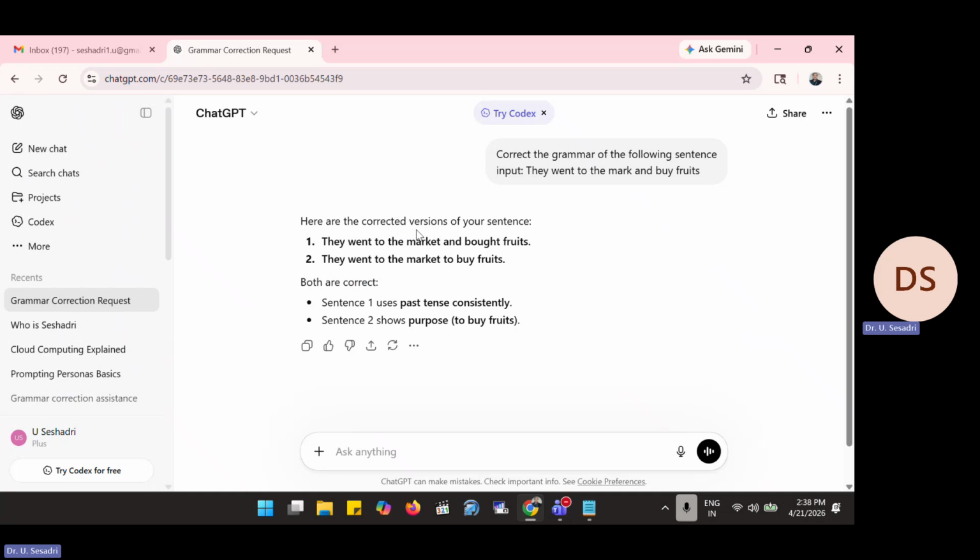See, here the corrected versions of the sentence are: "They went to the market and bought fruits." "They went to the market to buy fruits." I only gave the input, I did not specify grammar rules. Those are the correct versions of the sentence it is providing.